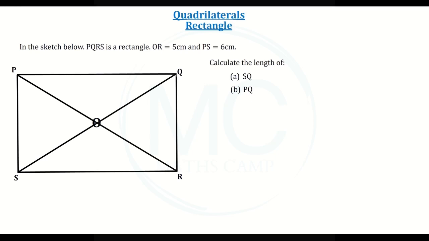In the sketch below, PQRS is a rectangle, OR is 5 centimeters, and PS is 6 centimeters. Calculate the length of A, SQ, and part B, the length of PQ.